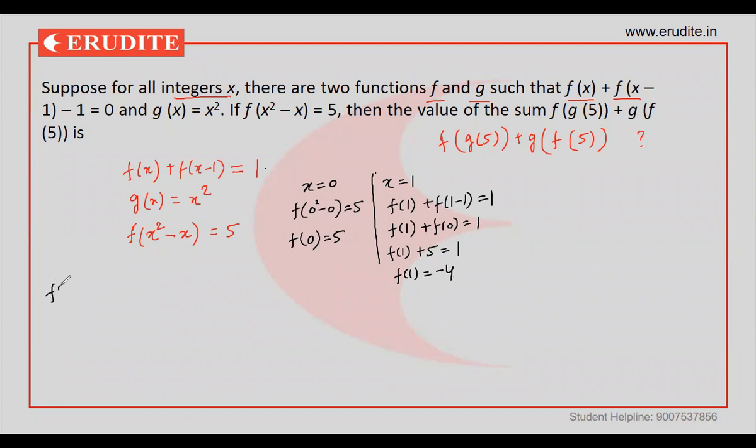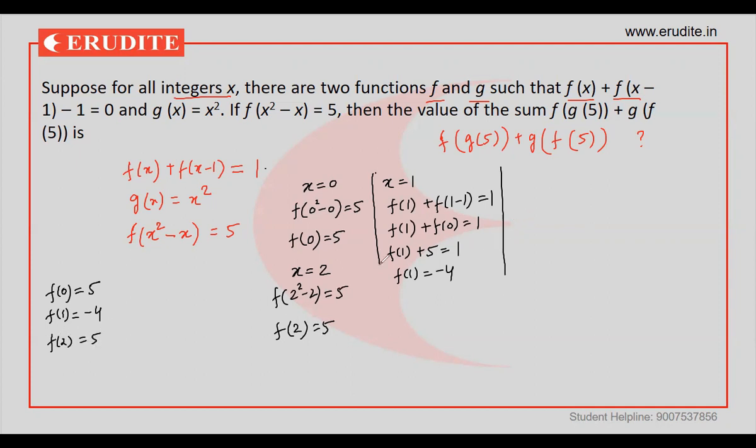So till now we got the f(0) value as 5, f(1) value as minus 4. Next, guys, if I'm putting x equal to 2 in this third given function, 2 square minus 2 equal to 5. So 2 square is 4, 4 minus 2 is 2. So f(2) value I'm getting is 5.